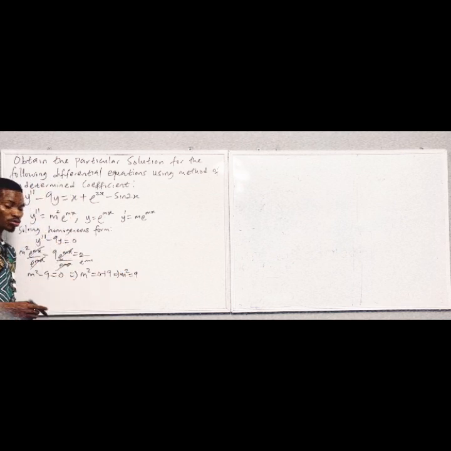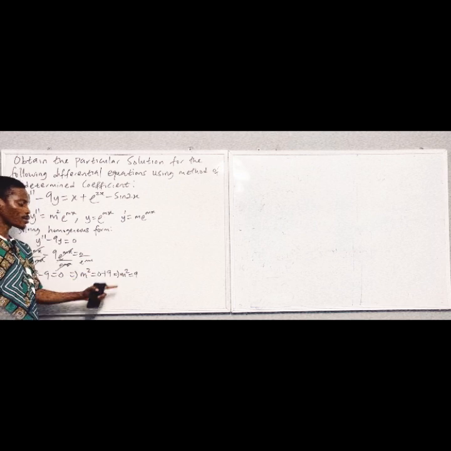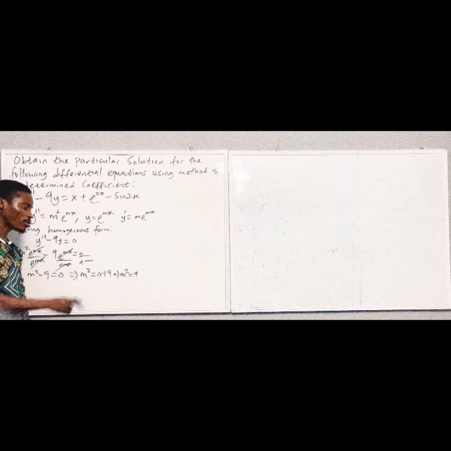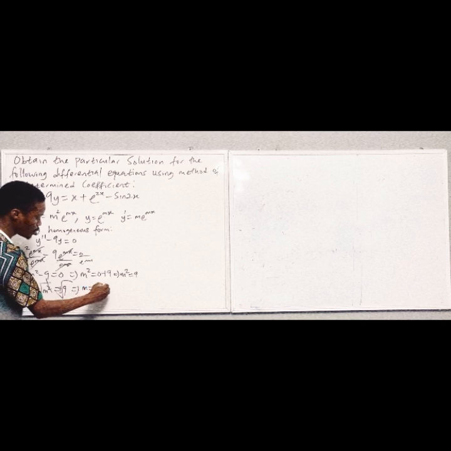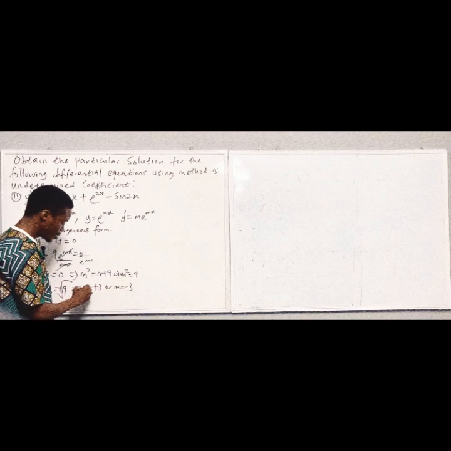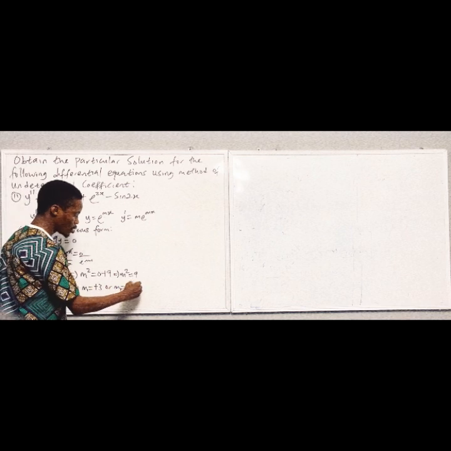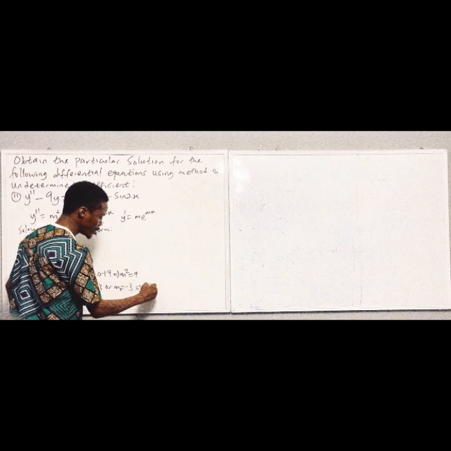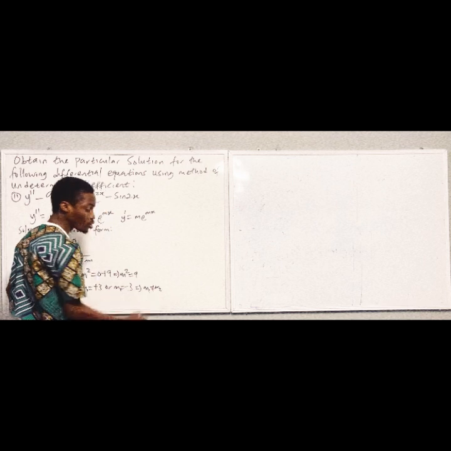What am I going to do? I want to get my value for m. So for me to get my value for m, I have to take the square root. I take the square root, so m is equal to root 9, and I'm going to have plus or minus. So m is equal to plus 3 or m is equal to minus 3. You can see that I can call these m1 and m2, and they are not equal.